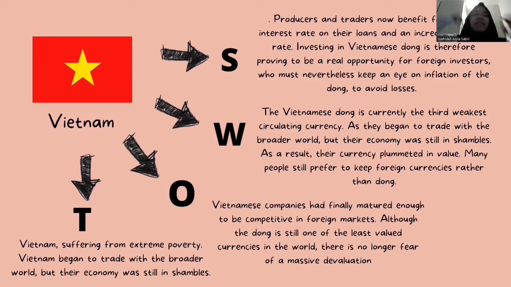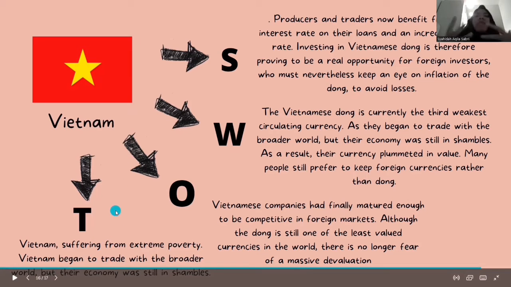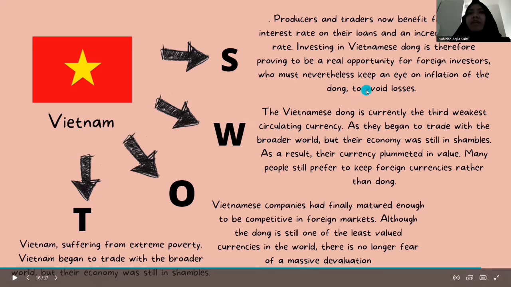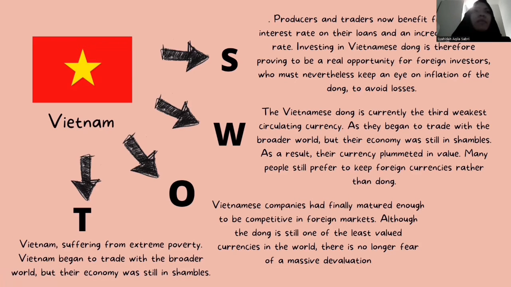Now, last but not least is the threats. Vietnam is suffering from extreme poverty. Poverty is kemiskinan. Vietnam began to trade with the broader world, but their economy was still in shambles. Sama macam tadi juga. Weakness to threats, the same thing. Sebab I Google keluar the two same thing, so I think it's related well.